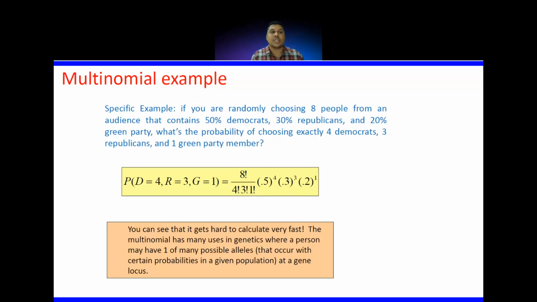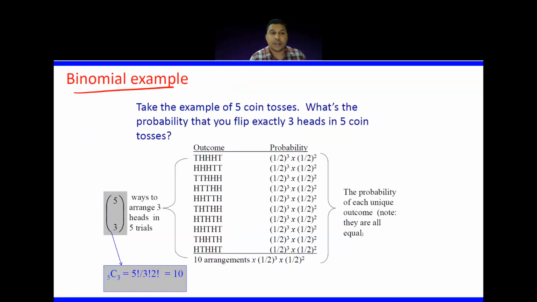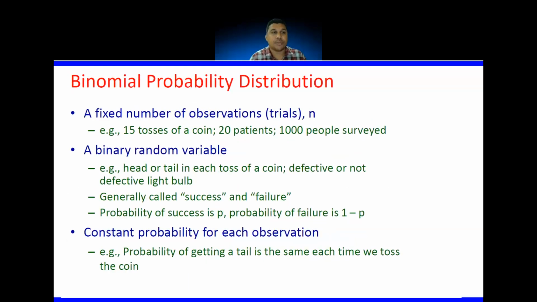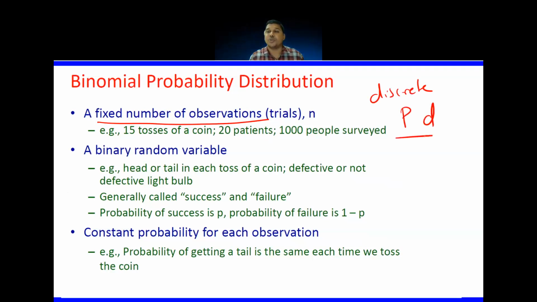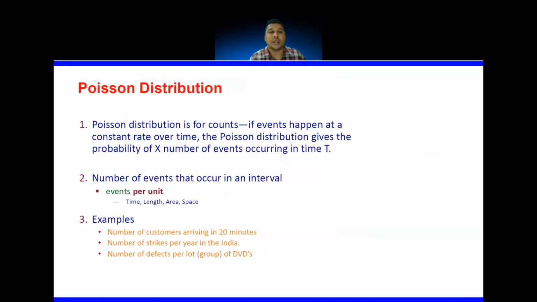So this is about the multinomial distribution. In a binomial distribution, there is a fixed number of observations. Why am I always talking about fixed? Because these are discrete probability distribution functions. In these, we have a finite number of observations, so it is fixed, and it's a binary random variable. So this is about the multinomial distribution.